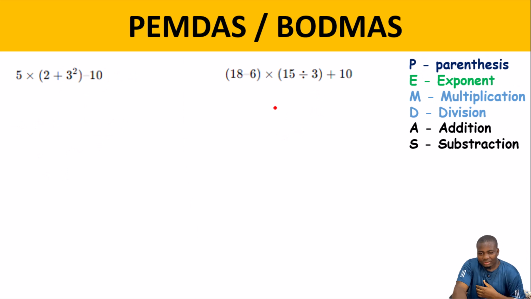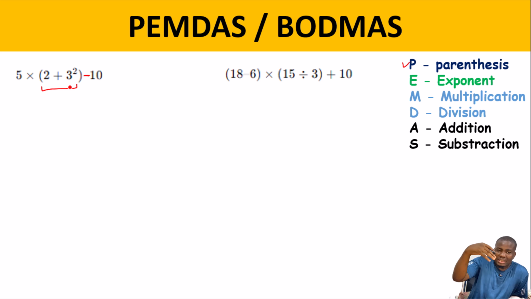But then the question can get a little trickier. So let's take a little trickier question. Look at this. We have this question, 5 times, open parenthesis, 2 plus 3 to the power of 2, close parenthesis, minus 10. When we have a question like this, first thing we ask ourselves, does it have a parenthesis? Yes. So we solve the parenthesis first. But inside of that parenthesis, we have two operations here.